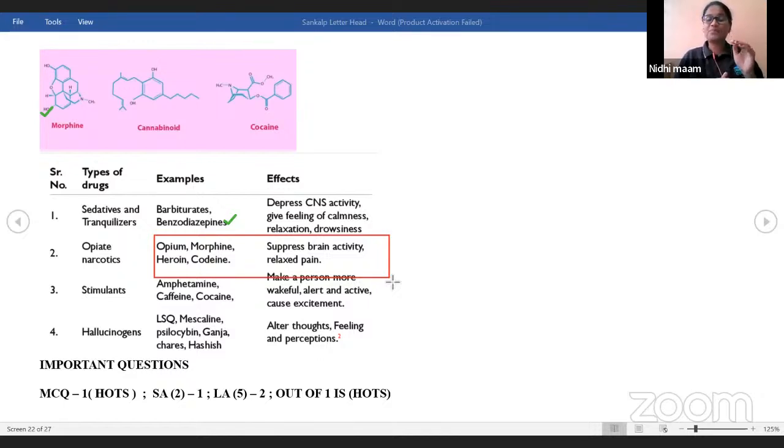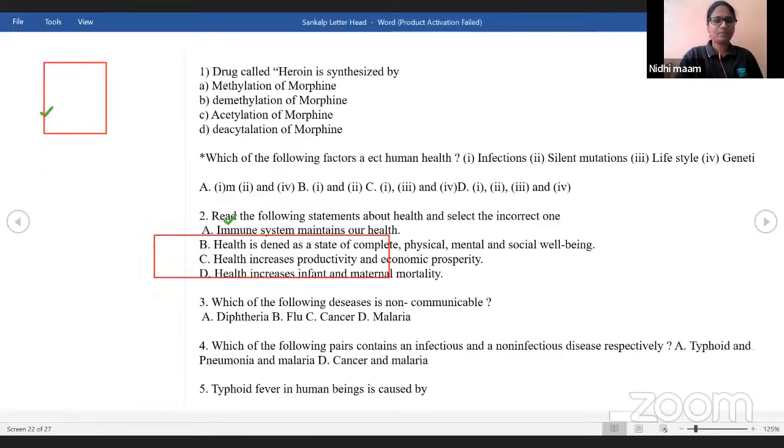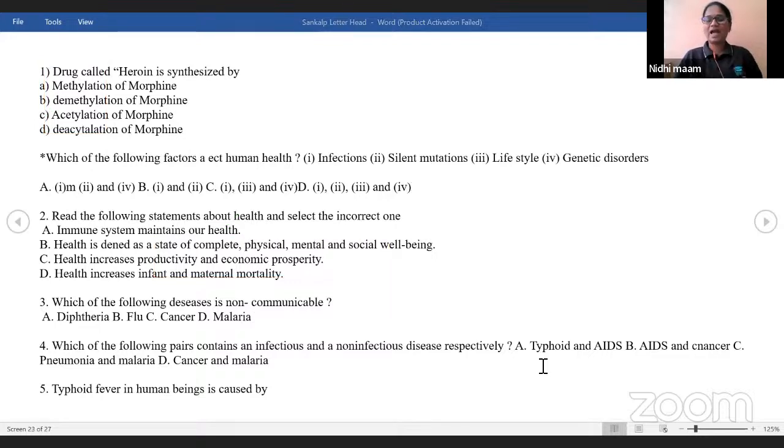What are the effects? They suppress brain activity, reduce it, and relax pain. So there will be a lot of relaxation. This is regarding heroin. Here you can see the structure of morphine. When morphine is acetylated, we get heroin. So option C, as Deepak answered, acetylation of morphine is the right answer.